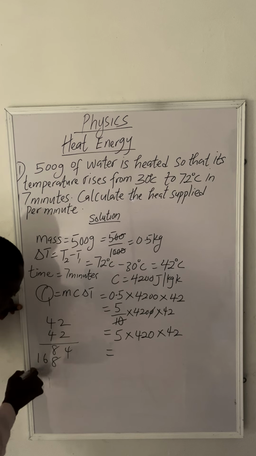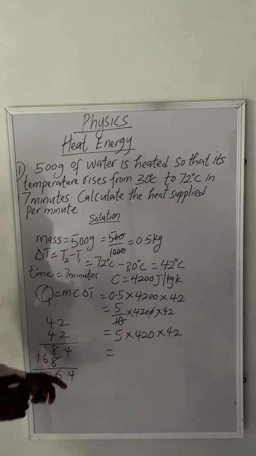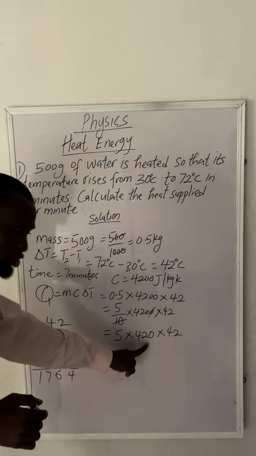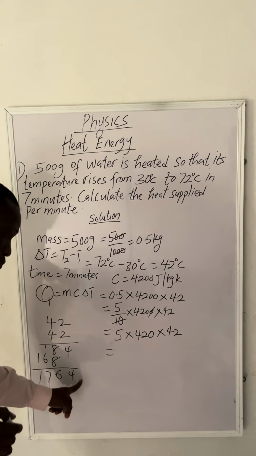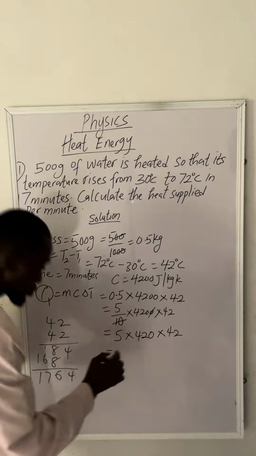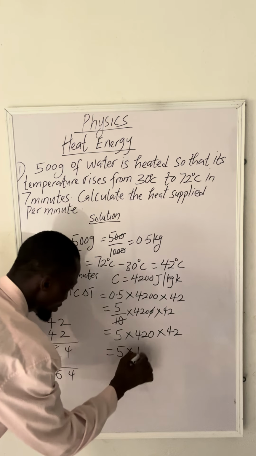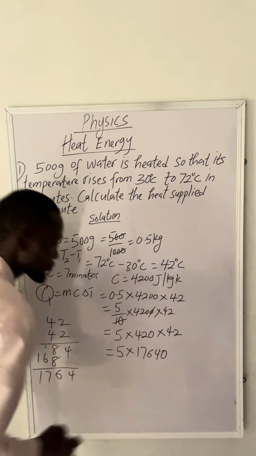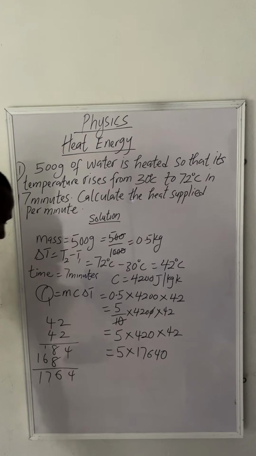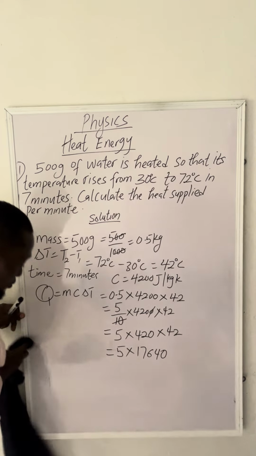So I'm going to add this together. That's going to be 4, 6, 7, and 1. But remember that it's actually 420, so I'm going to add this 0 to the back. That's going to be 17640. So that I'm going to have 5 times 17640. So I'm going to multiply 5 times 17640 now.